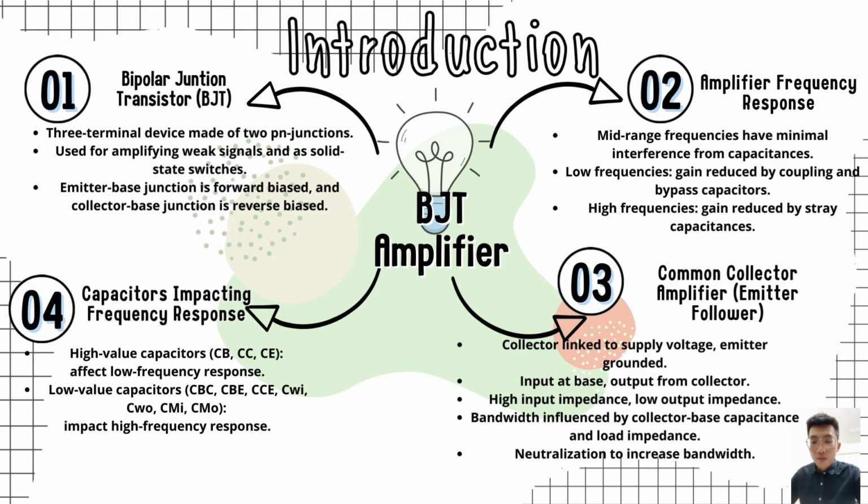And the third is the common collector amplifier. The collector is linked to the supply voltage and the emitter is grounded. Input at the base and the output from the collector. Higher input impedance and lower output impedance. The bandwidth is influenced by the collector base capacitance and the load impedance. Neutralization is used to increase the bandwidth.